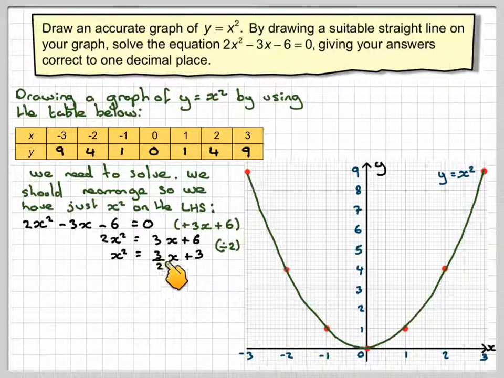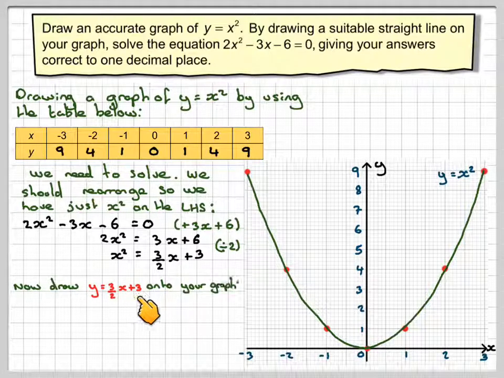We'll leave it as 3 over 2. Don't write it as 1.5. And then 6 divided by 2 is 3. So we will need to draw the line y equals 3 over 2x plus 3 onto this graph. We use the idea y equals mx plus c. So c is 3. So on that particular point there, I will put a point.